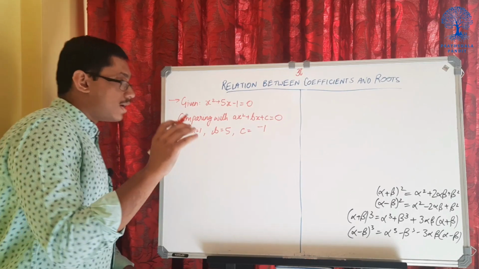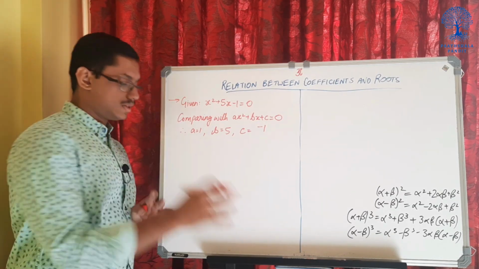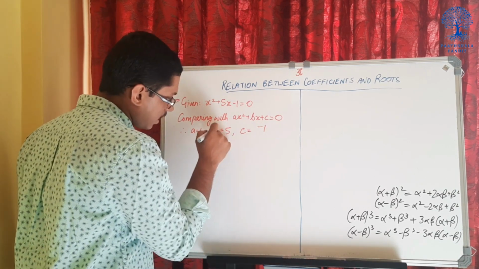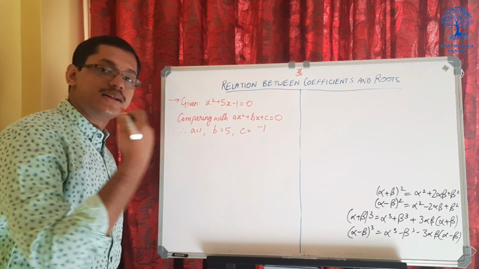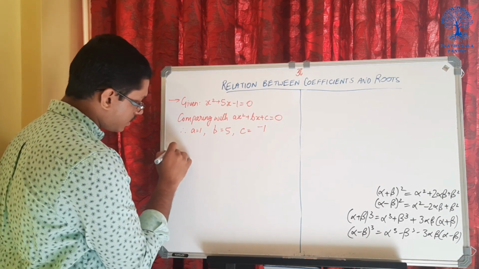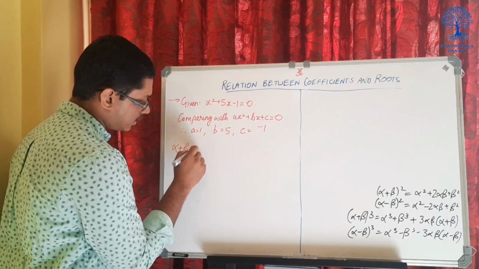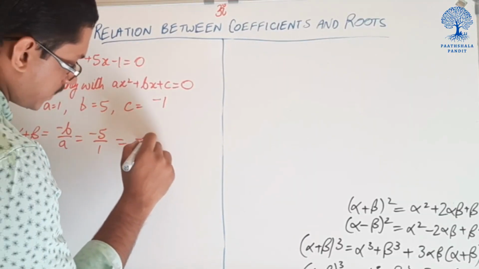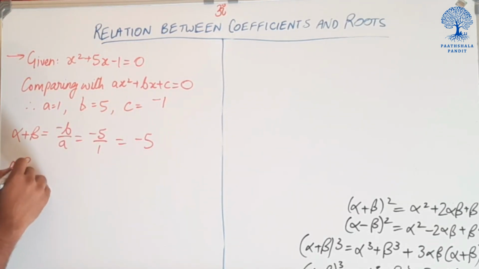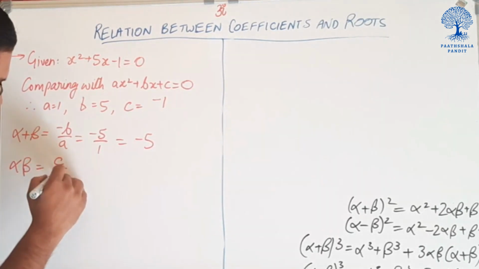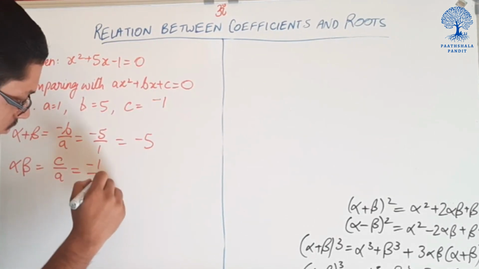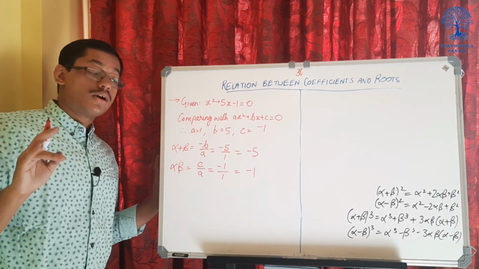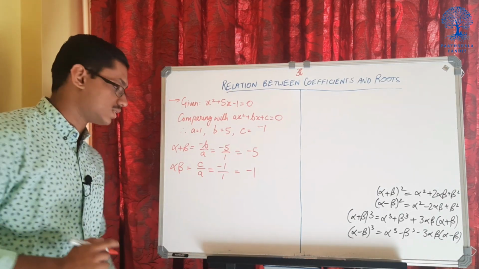Done. Now first, before solving these two sub questions, find the product and the sum. Okay, so alpha plus beta equals minus b by a, equals minus 5 by 1, equals minus 5. Alpha beta equals c by a, equals minus 1 by 1, equals minus 1. These things are found. Okay, now comes the sub questions.